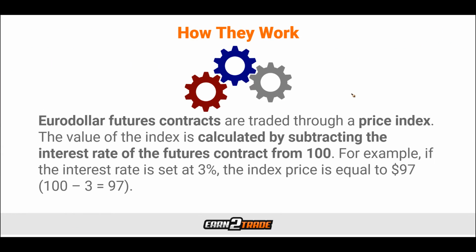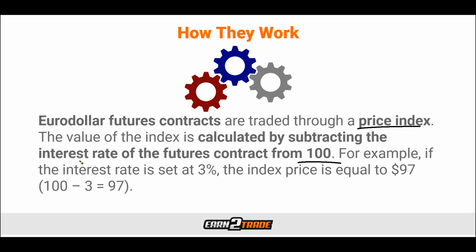Let's take a moment to talk about how the Eurodollar futures contracts work. It seems confusing to some at first, but it works in a relatively straightforward way. The underlying asset is a Eurodollar time deposit with a principal value of 1 million US dollars. Its maturity is fixed at 3 months. Once the contract expires, the seller can transfer the cash position rather than delivering the underlying asset. Eurodollar futures contracts are traded through a price index. The value of the index is calculated by subtracting the interest rate of the futures contract from 100. This is it in a nutshell.